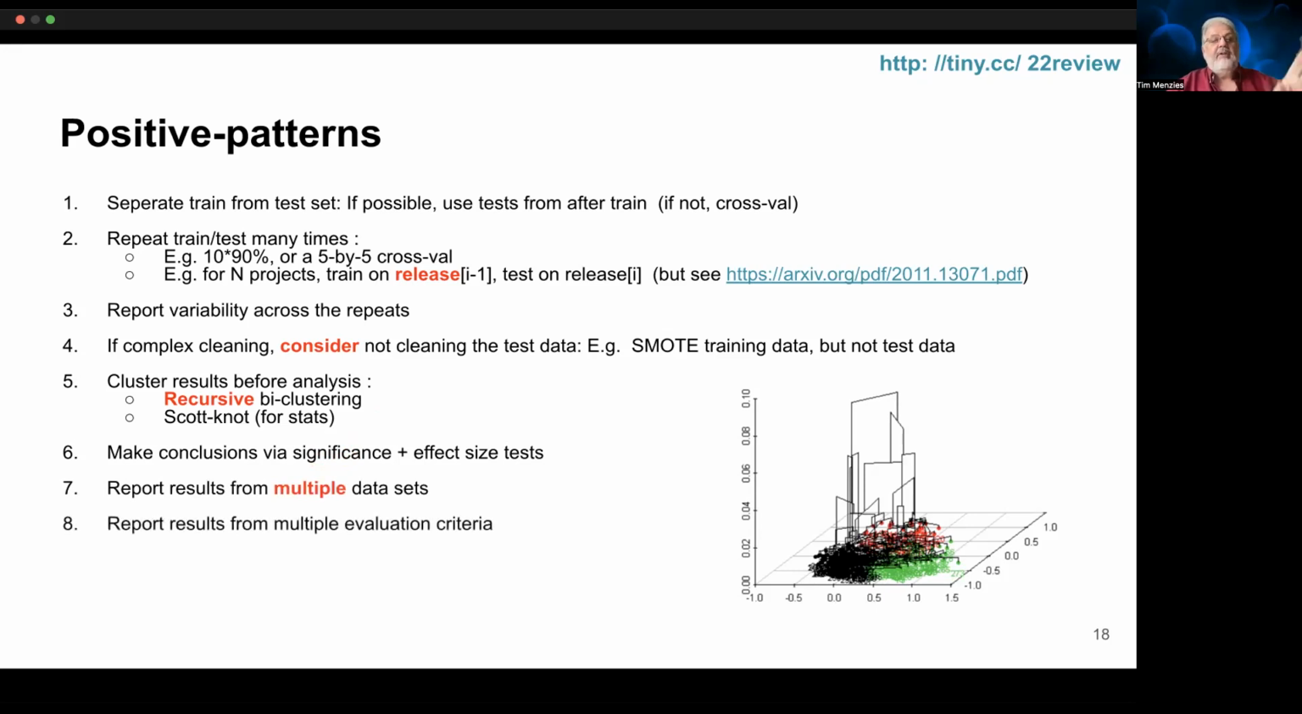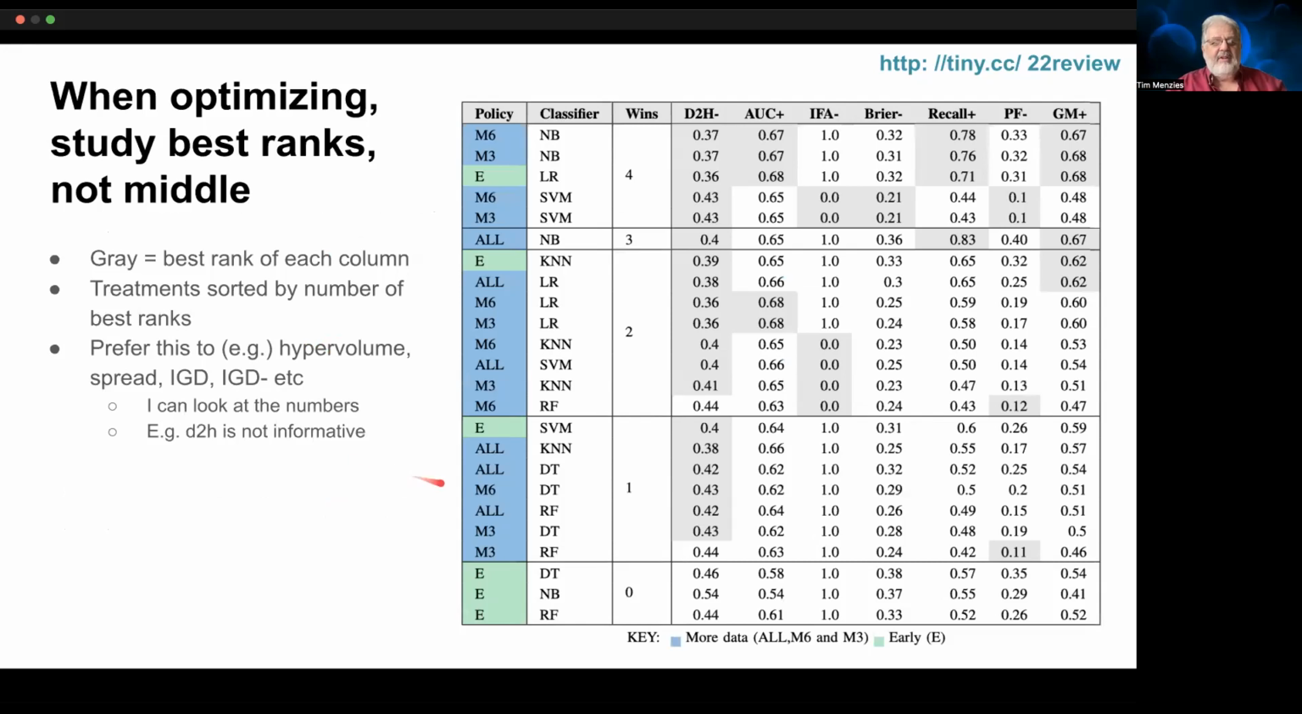It's really good to have multiple evaluation criteria. One interesting point that comes up with multiple evaluation criteria is that if your treatments win on one criterion but lose on another, how do you decide between them? And lots of people have talked about aggregation functions. Lots of people have done hypervolumes and spreads and generational distances and inverse generational distance and so on. And I prefer not to do that. Here I've got a thing called Scott-Knott that I'll talk about in a minute.